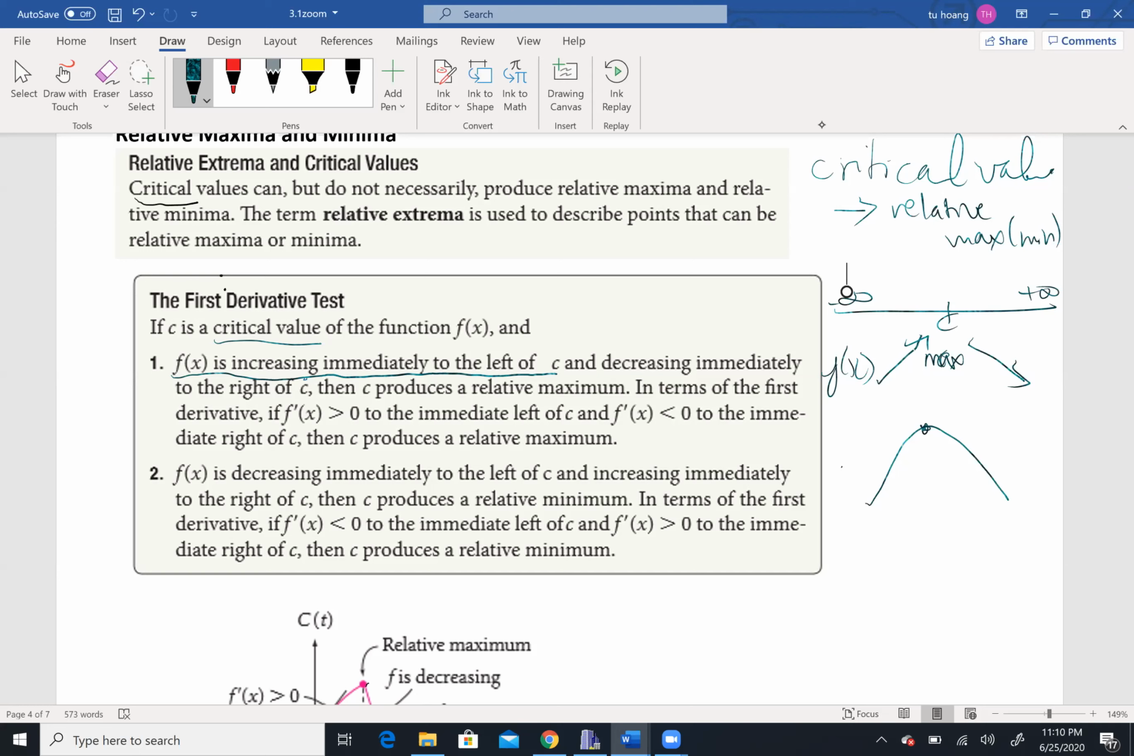And in terms of the first derivative, according to part 1 of 3.1, you should know that since f(x) is increasing, then f'(x) has to be positive, right? And since f(x) is decreasing, then f'(x) has to be negative. I'm going to change to another color so you see it clearly.